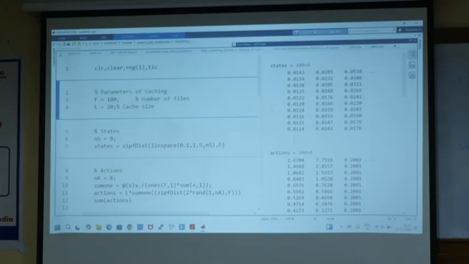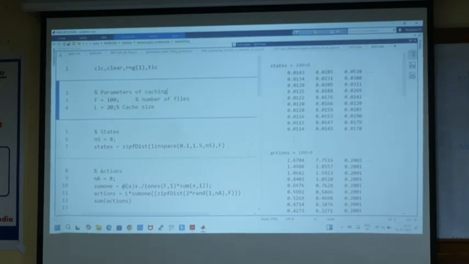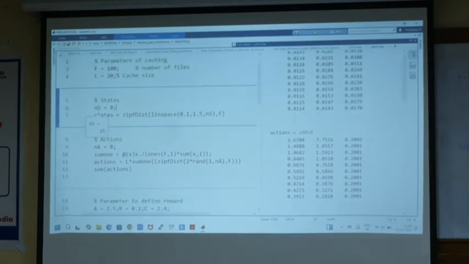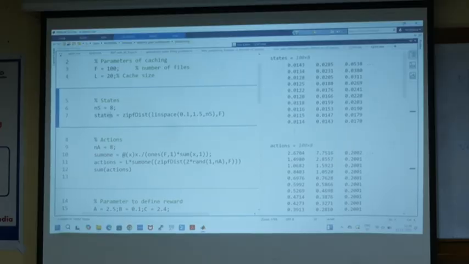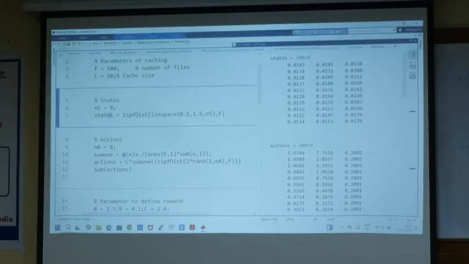So here we have chosen 100 files, total 100 files for a simple example, and 20 is the size of the cache. The number of states is 8 for simplicity, and the states we are defining using the Zipf distribution. So the popularity profile is a vector, and that vector we are defining using the Zipf distribution. Zipf distribution is nothing but a probability distribution. You have uniform distribution, Poisson distribution, binomial distribution. Similarly, you have Zipf distribution for probabilities.